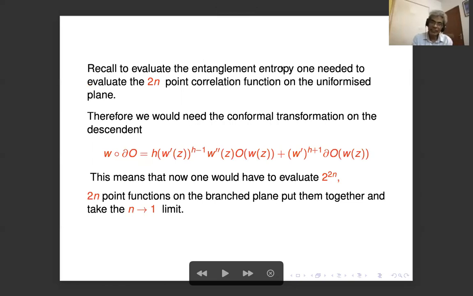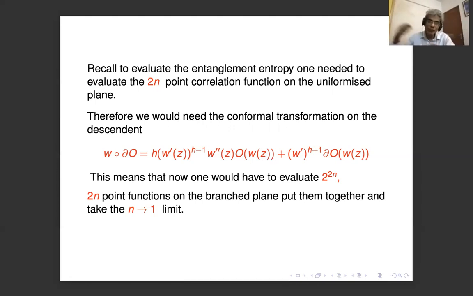Recall we saw that for the entanglement one needed to evaluate the 2n point function on the uniformized plane. And you remember there was a conformal transformation for it. When we did the 2n, there was a conformal transformation. And for the primary, it was just W prime, the derivative or the Jacobian of the thing. Now here, if you evaluate for the del, it's complicated. You get this similar homogeneous transformation, W prime to the h plus one, and then you have this inhomogeneous one. So del W under conformal transformation goes to O and del W. And then you have to put this 2n times like that.